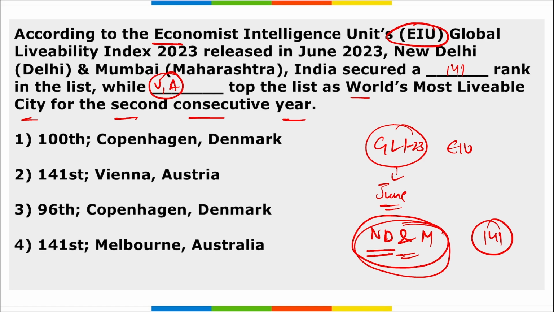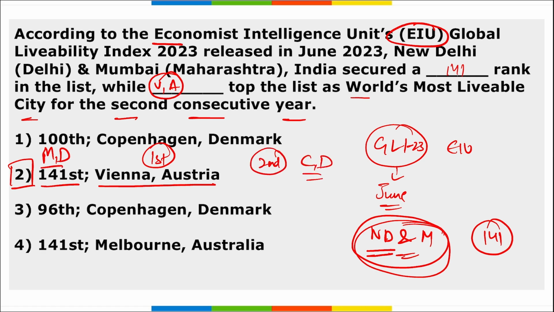Then remember, Copenhagen, Denmark was on the second position, whereas Melbourne and Sydney of Australia were on the third and fourth position respectively. So the correct option here becomes option 2, right? Vienna, Austria on the first position. On 141st it is Mumbai and Delhi, and on the second position is Copenhagen of Denmark, right?